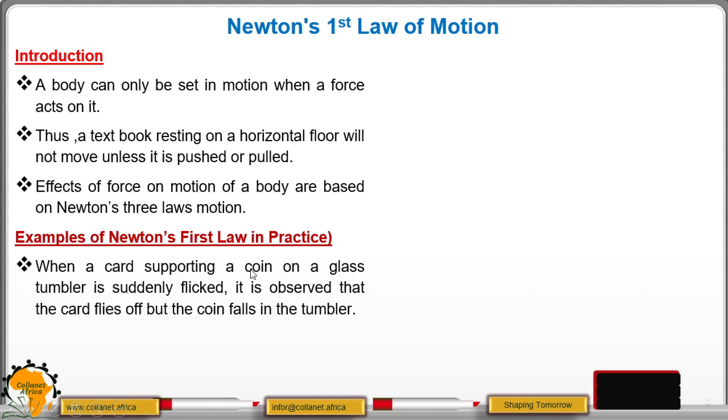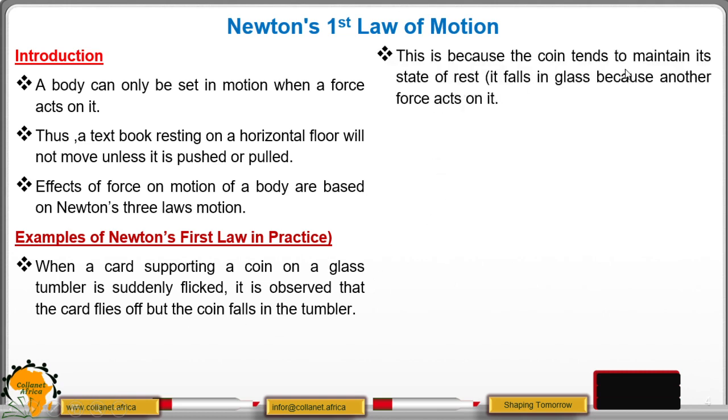You have a cardboard that is supporting a coin, and that cardboard is placed on a table. If the cardboard is suddenly flicked, it is observed that the card flies off, but the coin falls in the table. This is because the coin tends to maintain its state of rest. It was resting, and therefore it does not want to change that state. That is why it is falling, as shown in this diagram. You have a coin here, then you pull the cardboard, you find that the coin is falling inside the table because it wants to retain its state of rest.